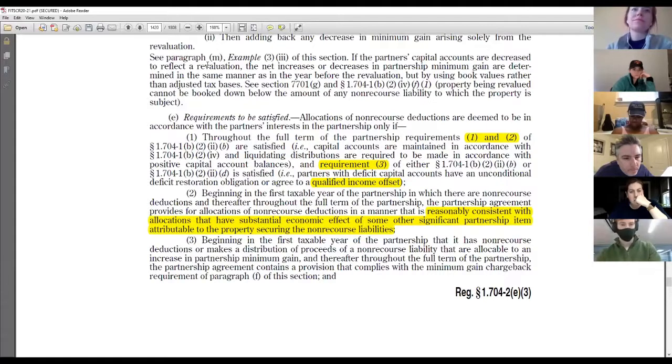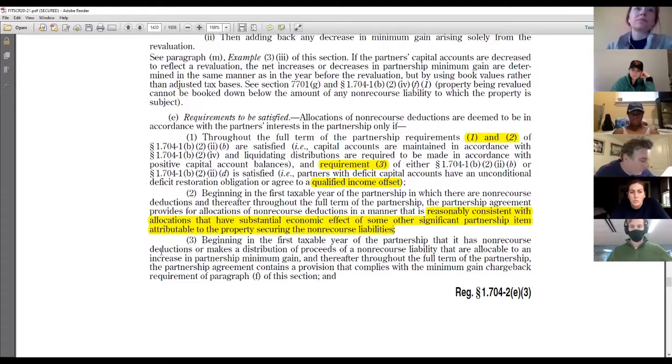What this means is if you allocate everything else 50/50, and then you allocate this 99/1, right? That's going to be a problem. So we're giving you flexibility here, but it has to be consistent with the way you're allocating something else. So we're not giving the taxpayers carte blanche to play the game they want to play, but we're saying if you want to play that game, you're going to have to allocate something else significant in that same way, or consistent with that. Does that make sense?